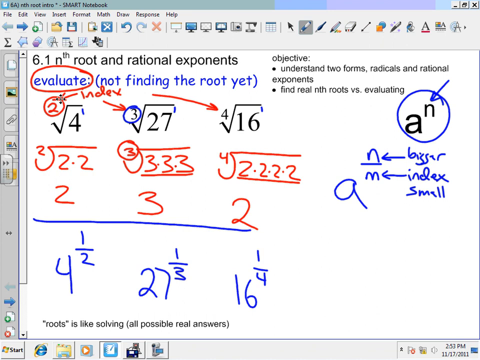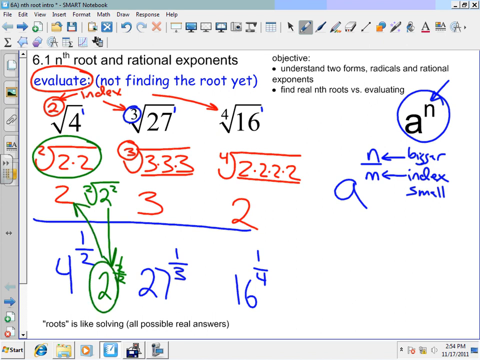I could rewrite this as the square root of 2 squared. And notice I could show this as 2 squared over the index of 2. What happens here is that 2 divided by 2 cancels out, and you get 2 as the final answer. And that's what our answer is. So we got to answer 3.